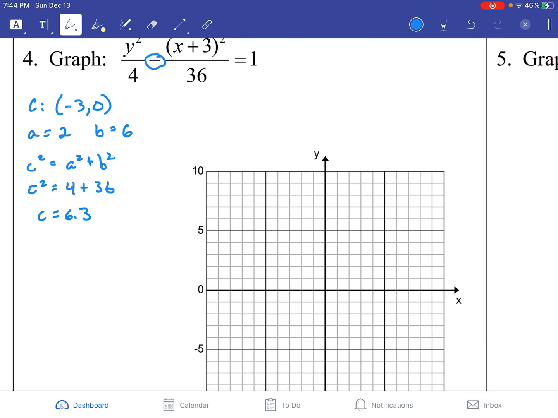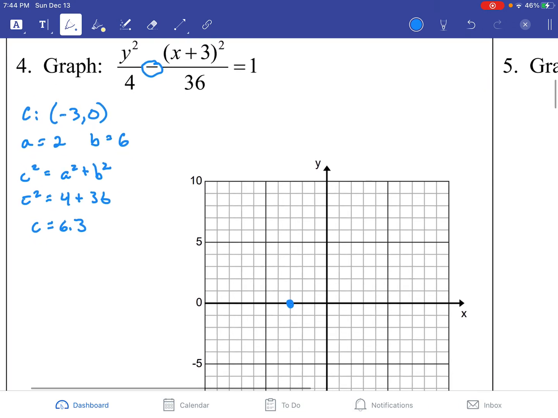Let's go ahead and start doing that. So my center is going to be at negative 3 comma 0, which is right here. My a value is underneath the y term, and because that one is the part that is in front and positive, that's the direction my graph is going to go. So it's going to go up and down. So I'm going to have up 2 and down 2, and I'm going to go left and right by 6.